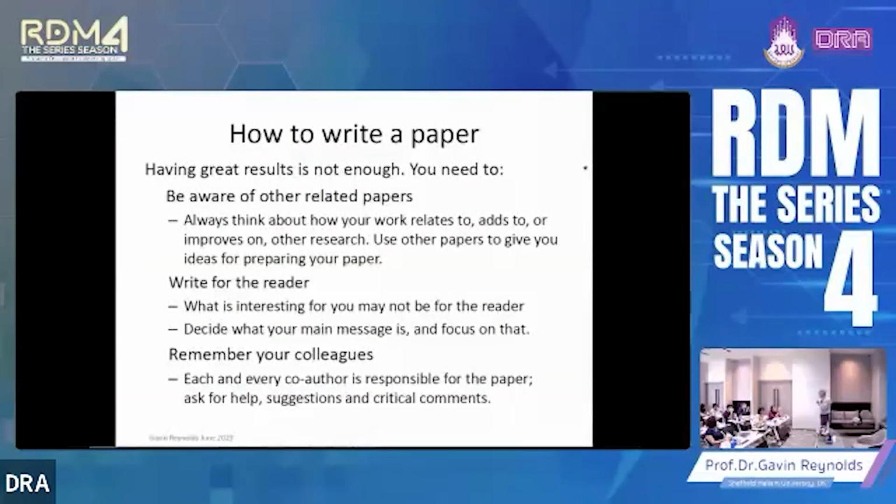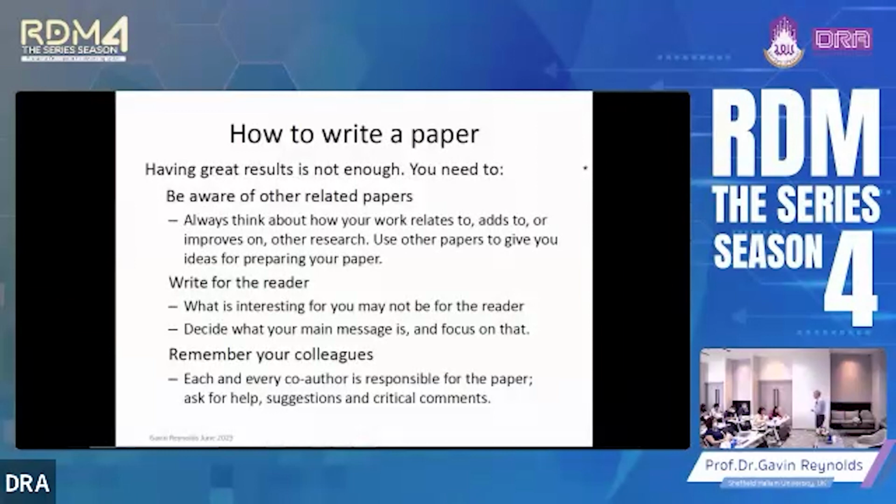Another point is that scientists often forget this. You should be writing not for yourself, but for the reader. You've got to make it interesting for the reader. You decide what your main message is, you focus on that, and always think about what somebody is going to think about what I've been writing. The best way to do that is to give a copy of your paper to your colleagues and ask them to be critical. Decide what your main message is and focus on that, as I've said. That's very important. Otherwise, we can get lost in what you're trying to tell your audience.